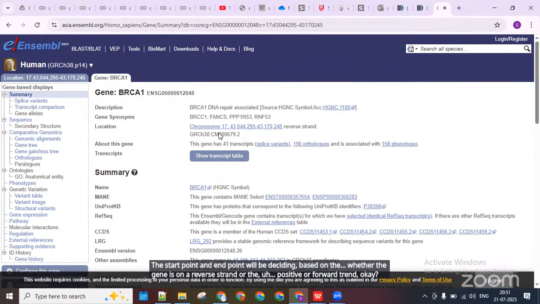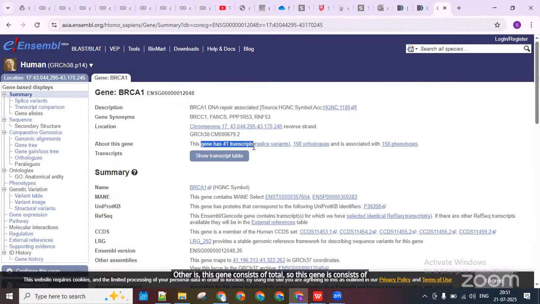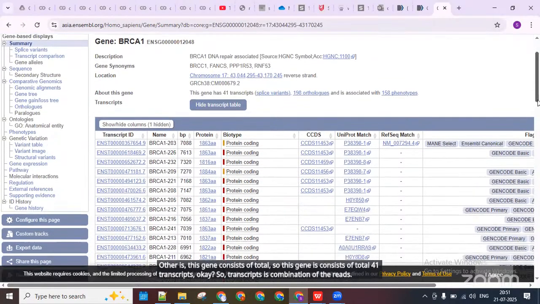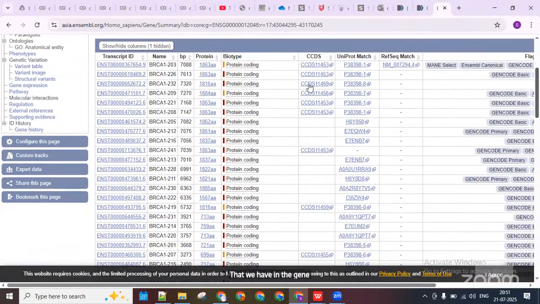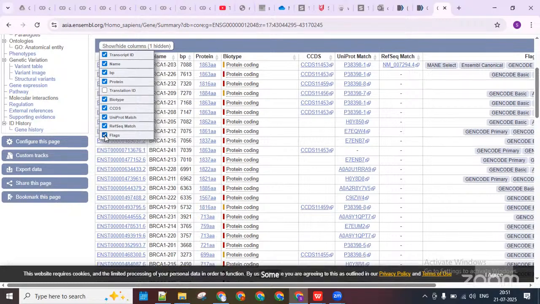Okay, another thing is this gene consists of a total of 41 transcripts. Okay, so a transcript is a combination of the reads that we have in the gene or that the sequencer has captured, and here we can see the transcripts information. Okay, so this is the table for transcripts. When you open the table, there is certain information, and if you don't want some information, you can also hide it.